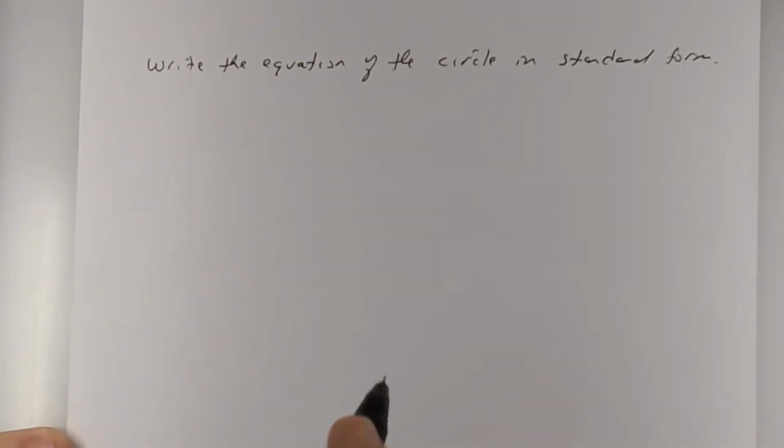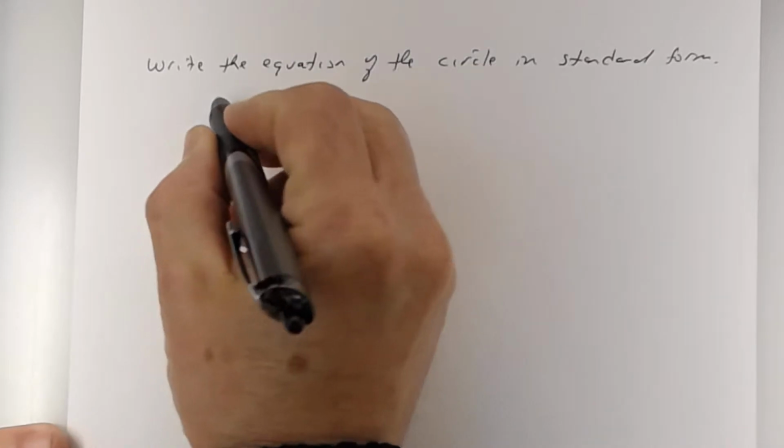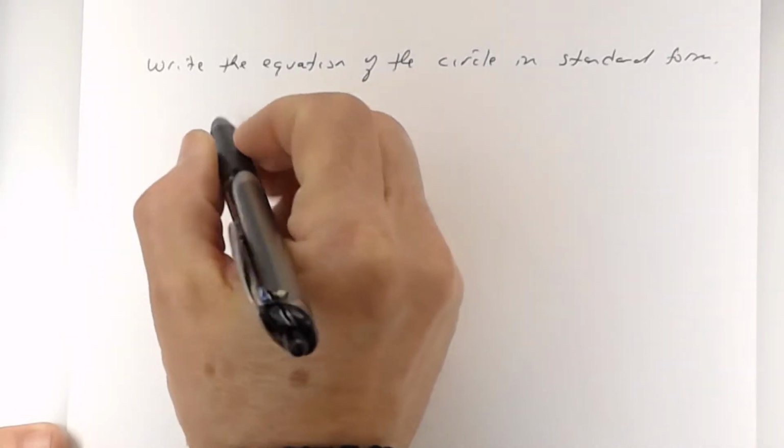Okay, so let's write the equation of a circle in standard form. So let's say we had this one. Is this review for the test? I'm just doing two problems that are going to be on your test. It's not review for the test. I'm just kind of discussing something we've had already.